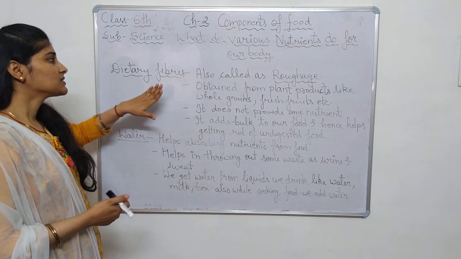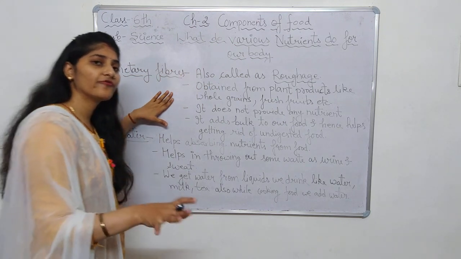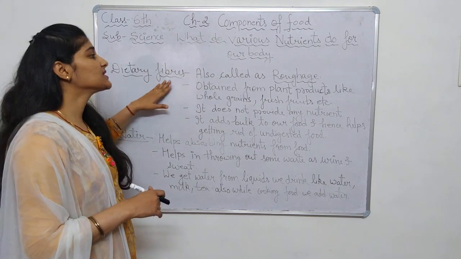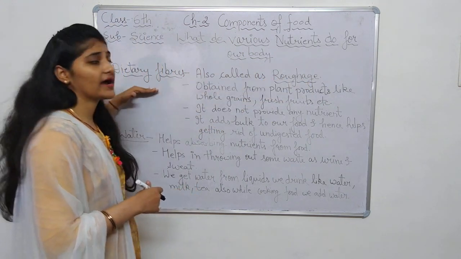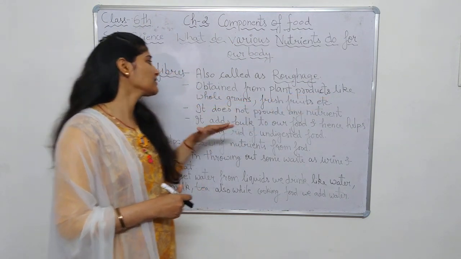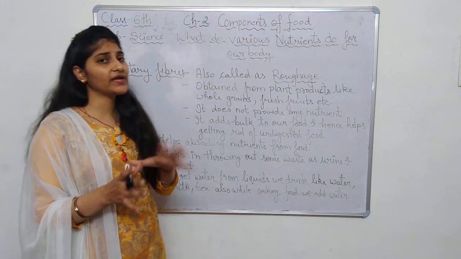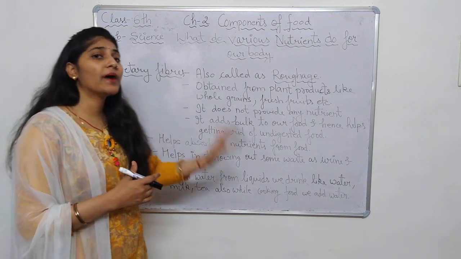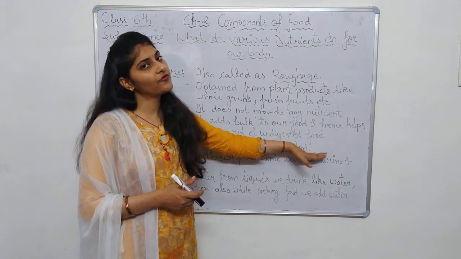Next is dietary fibers. Dietary fibers are not nutrients, but they are also a component of food. Similarly, water is also a component of food. Now, dietary fibers are also called roughage. You can say roughage is the other name of dietary fiber. We obtain these dietary fibers from plant products like whole grains, fresh fruits, vegetables, etc. It does not provide us any nutrient, but it adds bulk to our food, and hence it helps in getting rid of undigested food.